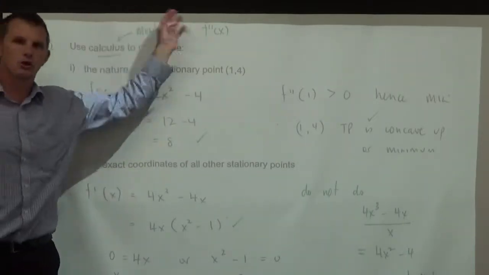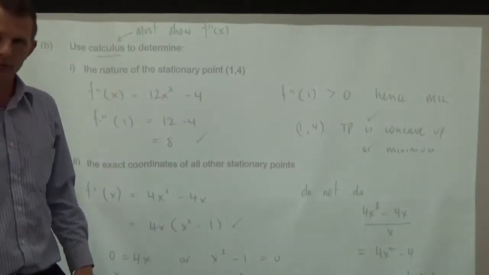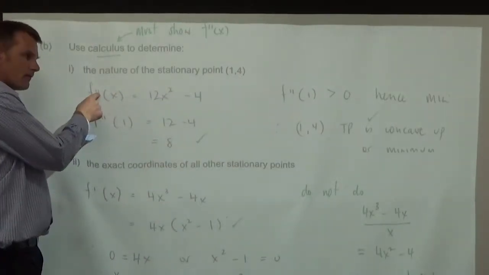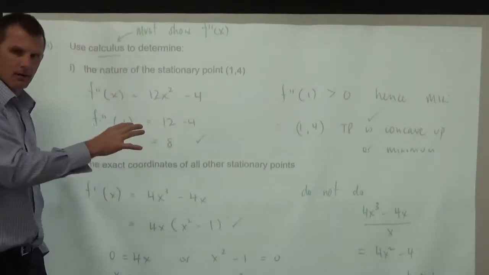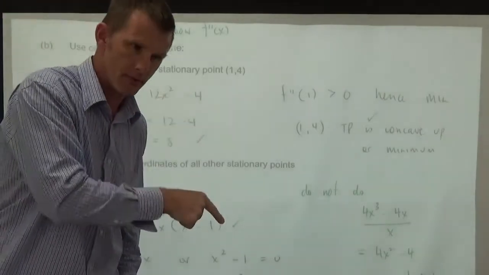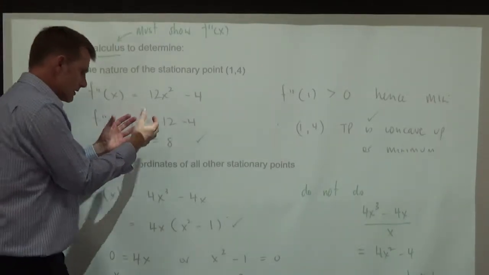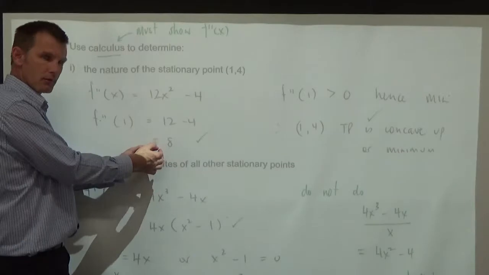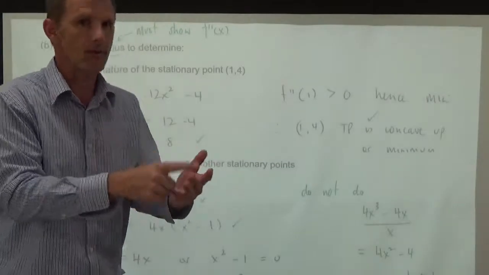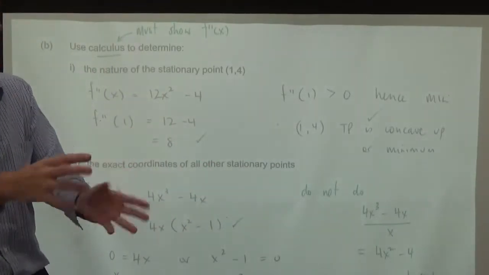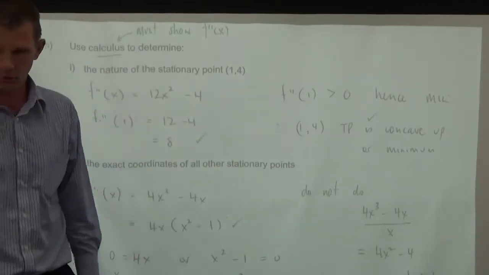Use calculus to determine. So calculus must show some derivative going on here. The nature of the stationary point: minimum, maximum, horizontal point of inflection. Second derivative, at that point, x equals 1, came out with a positive number. So because the second derivative came out with a positive number, it's got to be a minimum, or concave up. If this was negative, it would be concave down. If this was 0, it could be horizontal point of inflection, minimum or maximum, and we'd need to do a bit more investigation either side to see which one of those we had. In here, it was a minimum, that's all we needed.